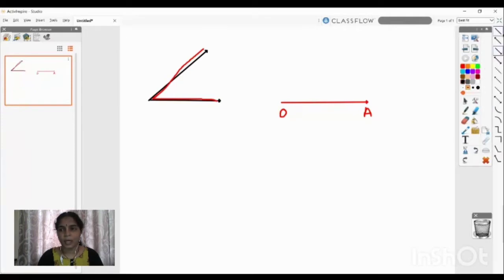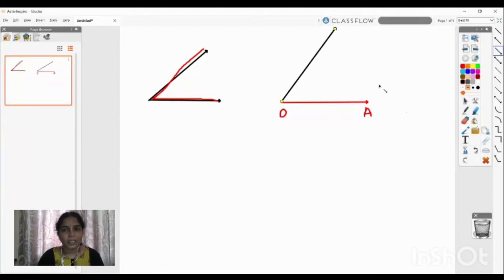Let me take one more ray starting from O. Now, you see this ray could have been here. Okay, see the common vertex, the common starting point is O, and we can move this anywhere. So now when I'm keeping this also, here also an angle is there, here also an angle is there, here also an angle is there, and here also an angle is there.